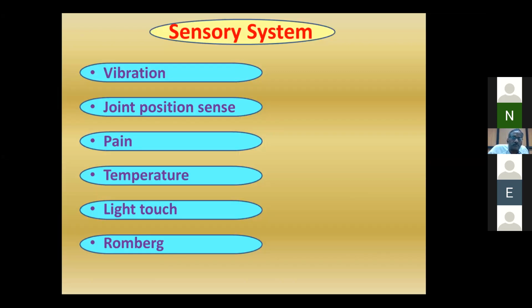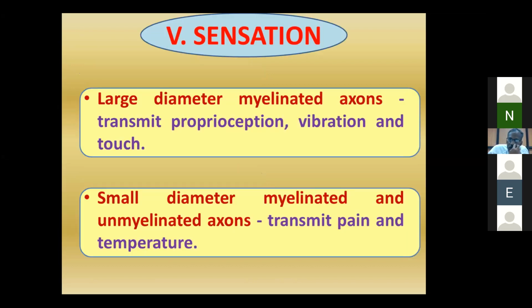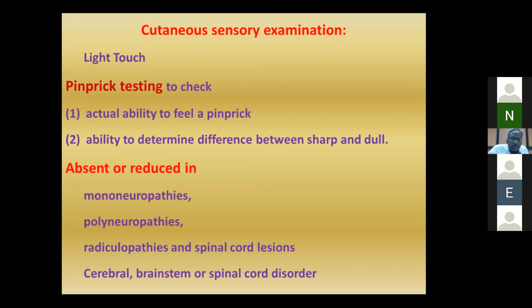Sensory system: vibration, joint sense, pain, temperature, light touch, Romberg sign. Sensation: for large diameter myelinated fibres, we test proprioception, vibration, and touch. For small fibres, we test pain and temperature. Touch and prick sensation is absent in mononeuropathies, polyneuropathy, radiculopathy, and cerebral lesions. Cortical sensory: sensory attention, agnosia, dysgraphia.